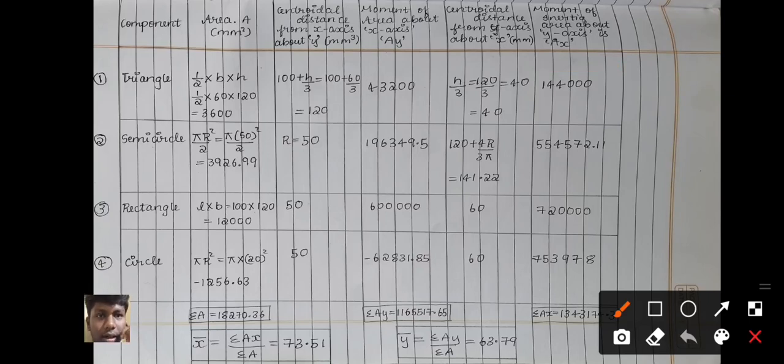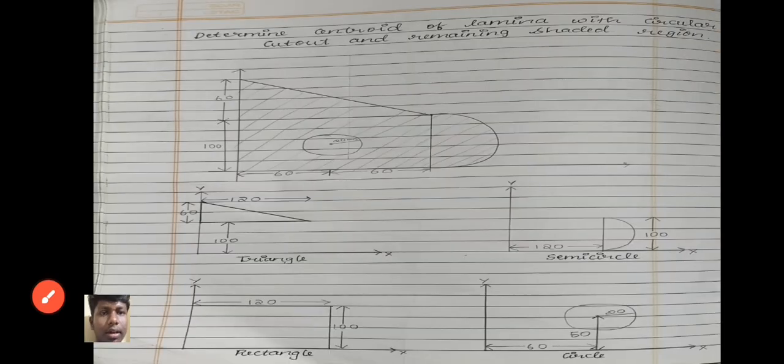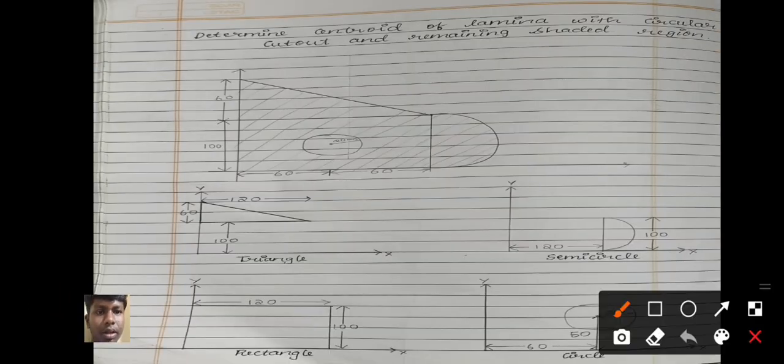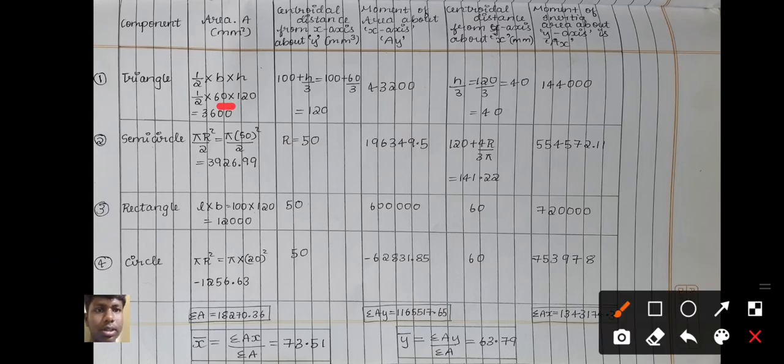Coming to the triangle, we know the formula for area of a triangle is half into base into height, right? Here, as we know from the previous diagram, the base, the breadth, will be 60, and the height will be 120 for the triangle. So half into base into height, the total answer will be 3600.